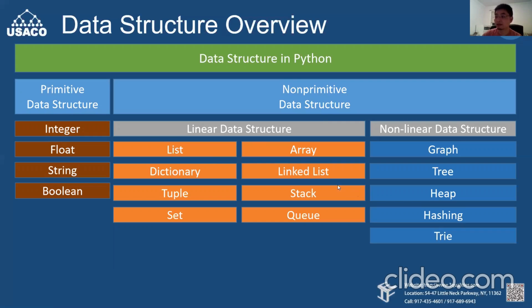Linear data structure. Linear means it's a list, it's a chain, it's one dimension. We have already learned list, dictionary, tuple, set. And in this semester, we explicitly explained array, linked list, stack, and today we're going to talk about another one, queue.